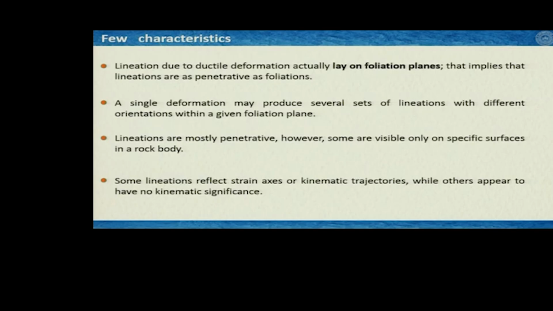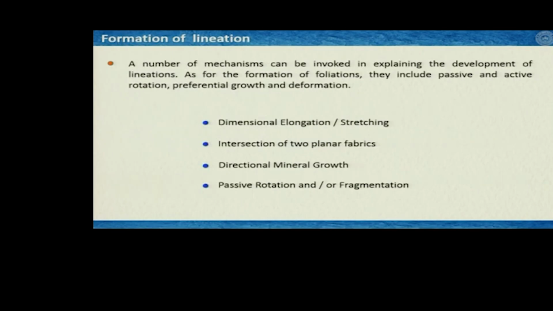However, there are some special types of lineations that are visible only on specific surfaces in a rock body. Some lineations are excellent in characterizing or interpreting the strain axis or kinematic trajectories, and there are a few that just remain as lineations and have virtually no relationship or no kinematic significance with the overall strain of this region. So, with this context we will see that lineations generally can form in 4 major ways.